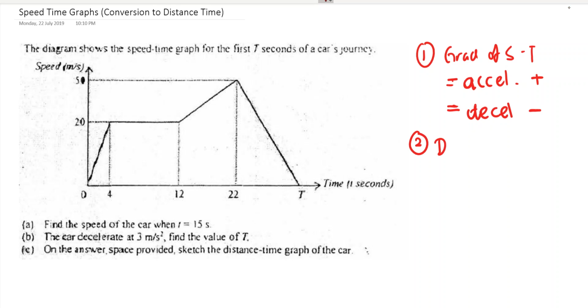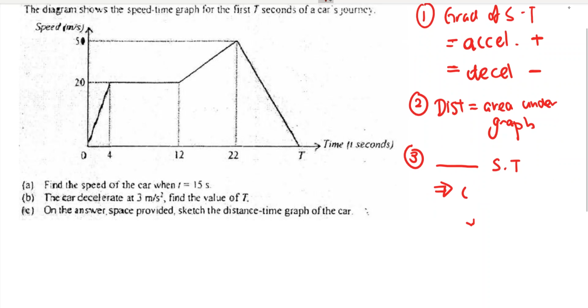Next, number two, to find the distance, it is the area under the graph. And number three, if you have a straight line in the speed time graph, this means constant speed, and when you hear constant speed, it means acceleration is equal to 0. There's a 0 acceleration in this way. So if you look at the graph, where is the part that you will have 0 acceleration? It will be here, 0 meter per second square. 0 acceleration. Alright, so these are three concepts.